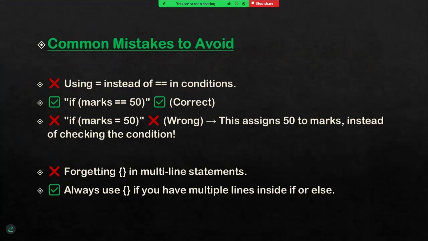There is a common mistake that you have to avoid: using equal to instead of double equal to in conditions. You have to use double equal to for comparison, which is correct. But in an if statement, you can't use only a single equal to, which is wrong. It assigns 50 to marks instead of checking the condition. It will not check the condition, it will assign the marks as 50. So for condition checking, you have to use double equal to.